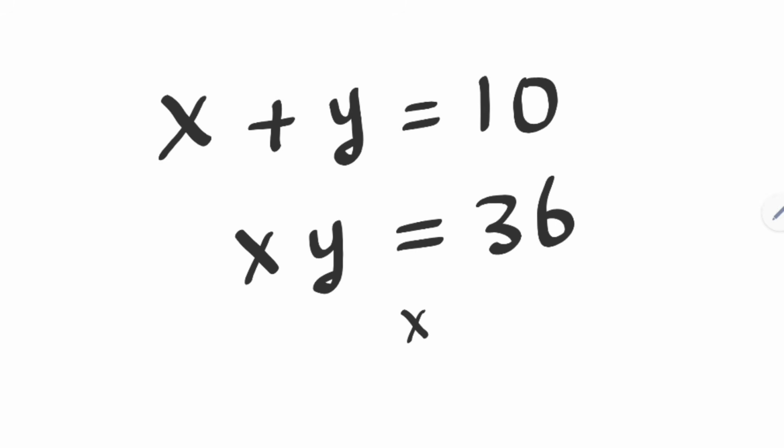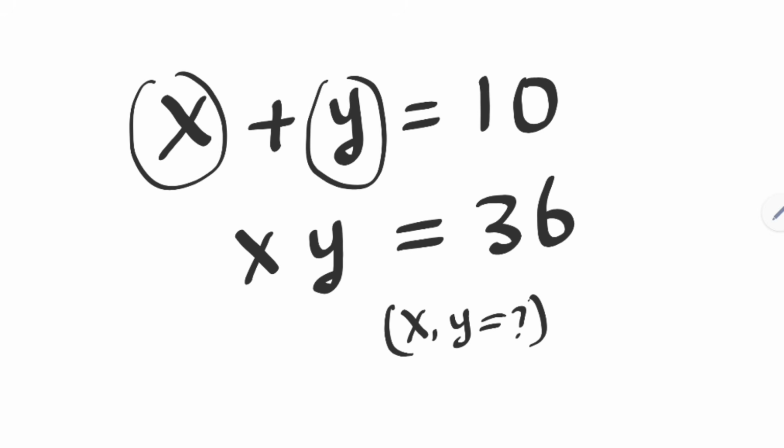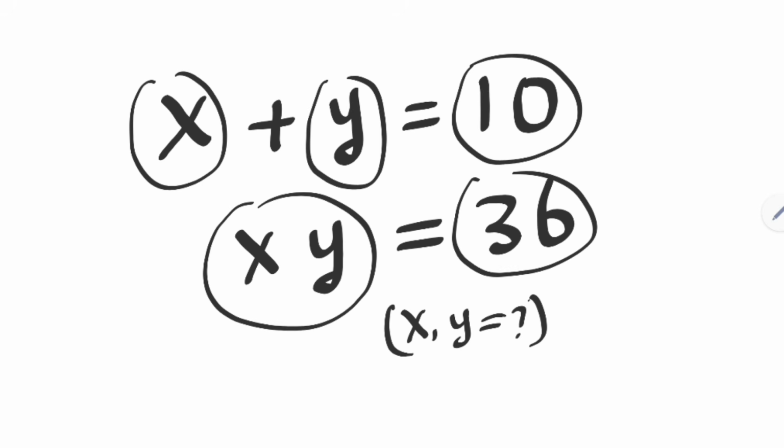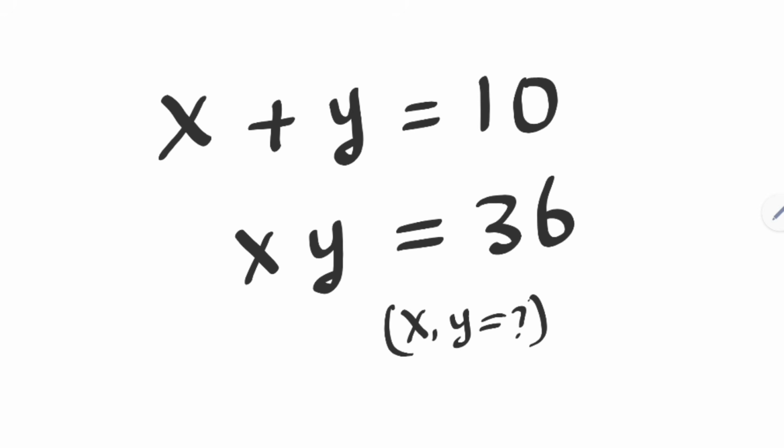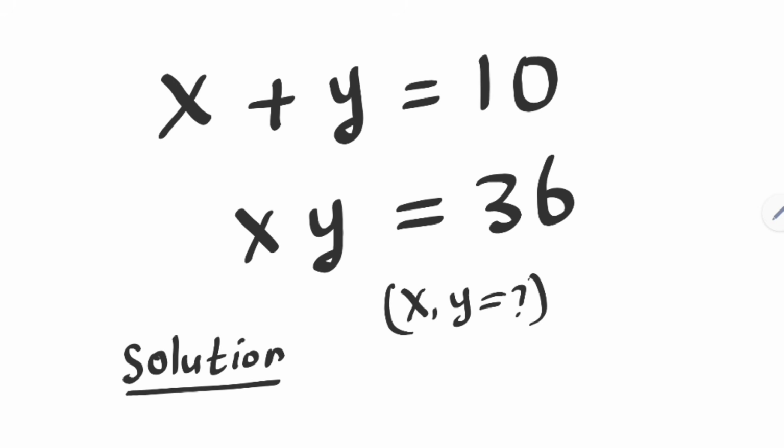Let us solve for x and y, given x plus y is equal to 10, xy is equal to 36. So the given equation is x plus y is equal to 10. Let us call this equation 1. Then xy is equal to 36. Let us call this equation 2.